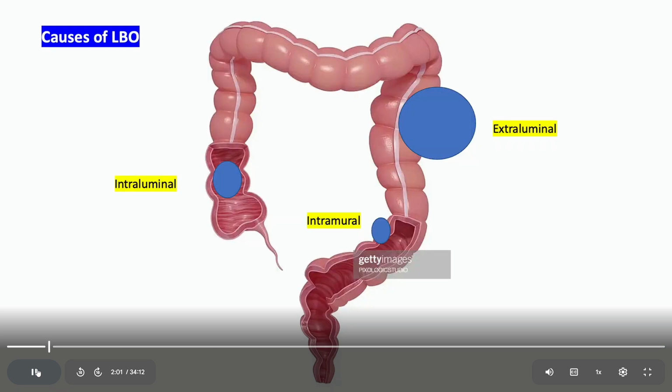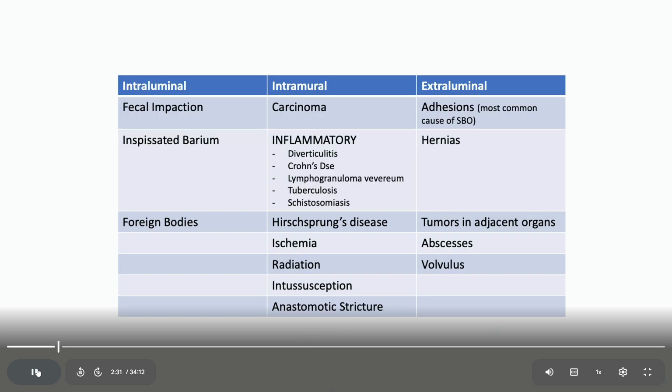And number 3, intramural, where conditions within the intestinal wall lead to obstruction, such as tumors, strictures, Crohn's disease, or congenital abnormalities, ischemia, and other anastomotic strictures. This classification helps in understanding the underlying pathology and guiding the appropriate management. This slide enumerates the possible etiologies of intestinal obstruction based on the location of the pathology as we have previously mentioned.